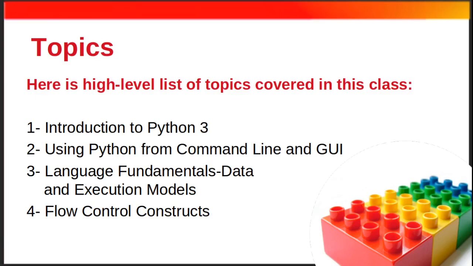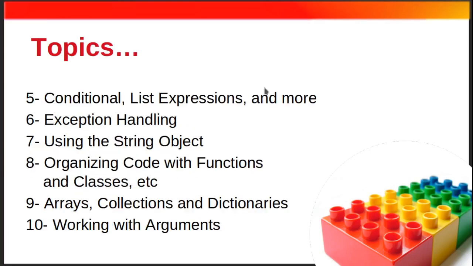And we're going to talk about the command line, some GUI concepts, language fundamentals, data and execution models, and a bit about flow control constructs, the branching and looping. Basically, a branch is an if statement, if this, then this. And you can loop through items in a list, for example. So, conditionals, list expressions, all other kinds of expressions, all kinds of expressions actually.